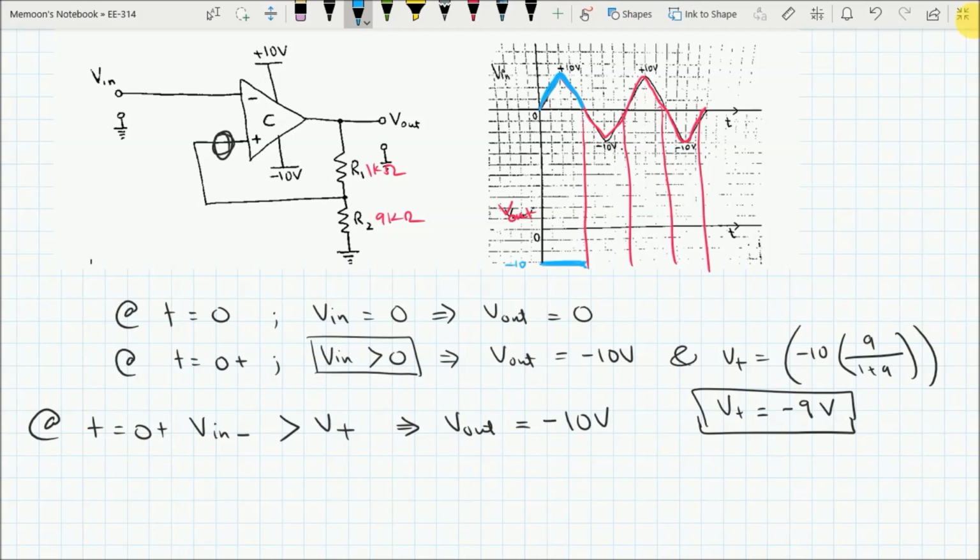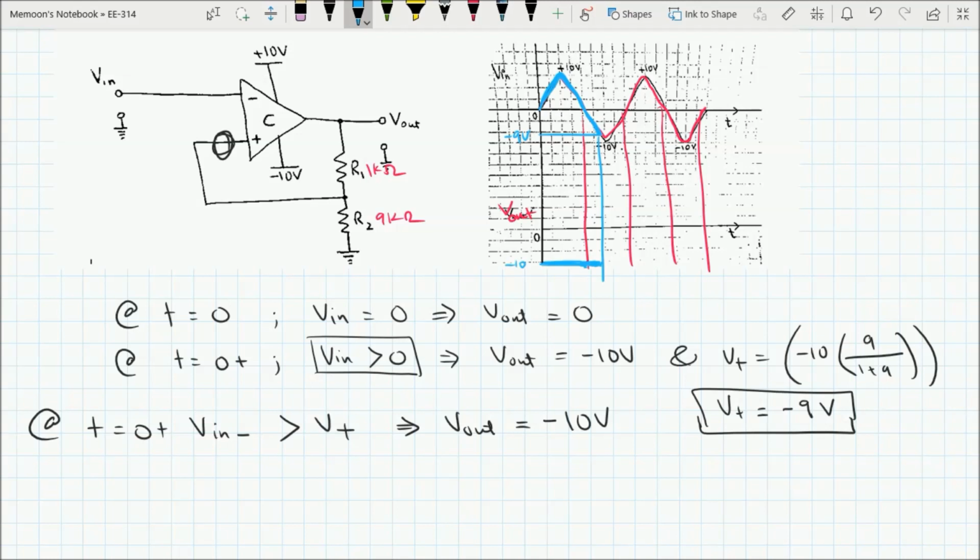Now, from this point, your V in will drop below the 0. So it will go into the negative magnitude. And at what point is this V in going to become less than this V positive? Our V positive is negative 9 volts. So up till here, let's call it negative 9 volts. Up till this point, your V in will remain greater in magnitude than your V positive. So your V out will remain equal to negative 10.